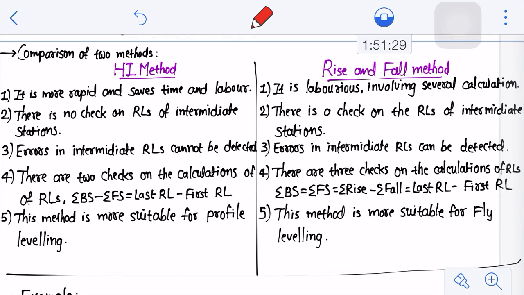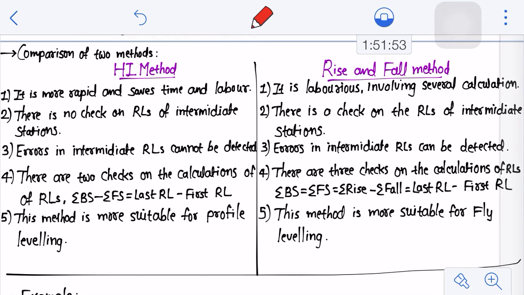The second point says that there is no check on RLs of intermediate stations. However, it is available in the rise and fall method by that summation rise minus summation fall. So that's the advantageous thing of your rise and fall method over your HI method. The third one says that errors in intermediate RLs cannot be detected in the HI method, and errors in intermediate RLs can be detected in the rise and fall method. Again, it is an advantage over your HI method.